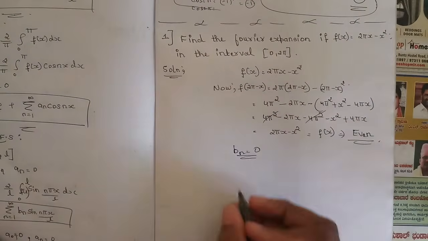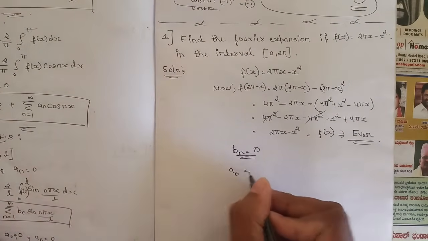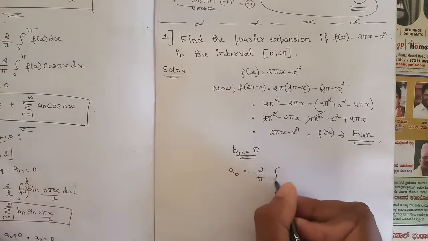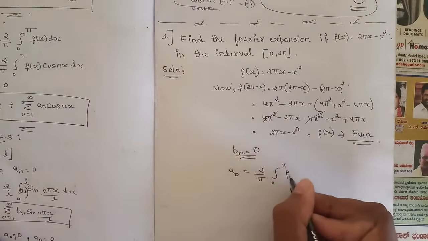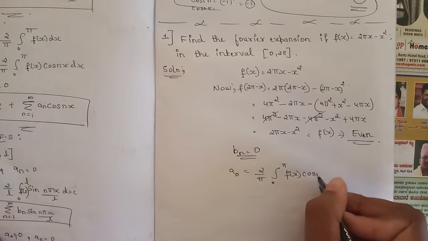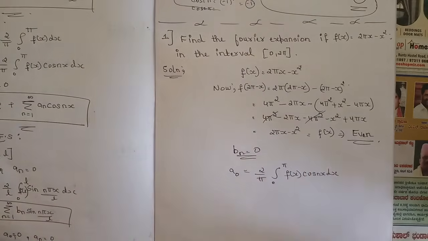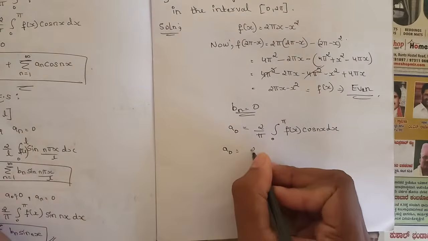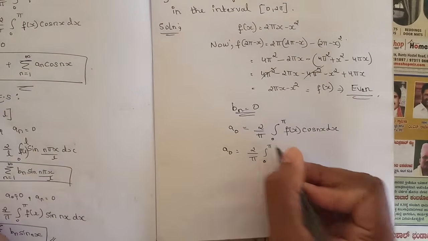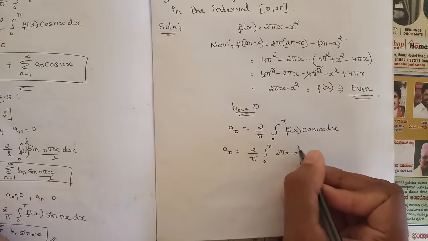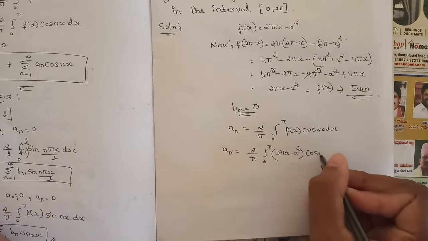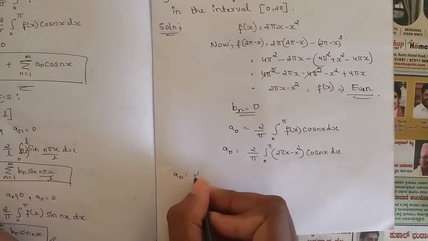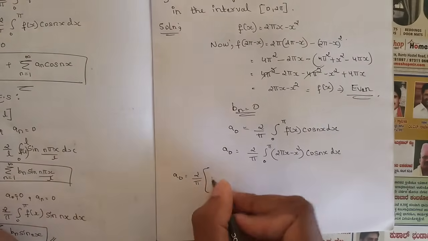So now we will find the value of a0 and an. The formula for a0 is 2 by pi, integral 0 to pi f of x cos nx dx. So now we'll substitute the value of f of x: 2 by pi, integral 0 to pi of 2 pi x minus x square, cos nx dx. So now apply the Bernoulli's rule.